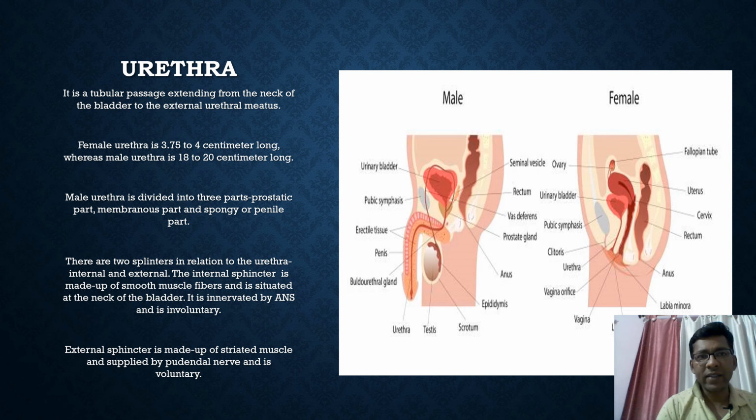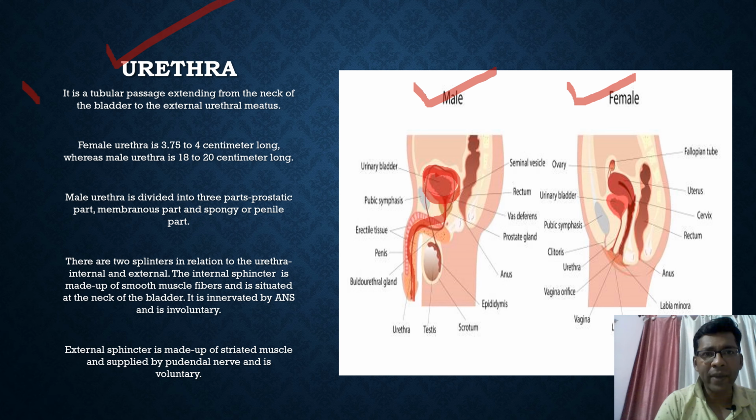Lastly, urine has come to the bladder and it has to go out of the body via the urethra. In the picture we can see a male urethra and a female urethra. This is the urinary bladder, and the urethra comes from its neck up to the external urethral meatus. It is a tubular passage extending from the neck of the bladder to the external urethral meatus. Female urethra is 3.5 to 4 centimeter long, whereas male urethra is 18 to 20 centimeter long.